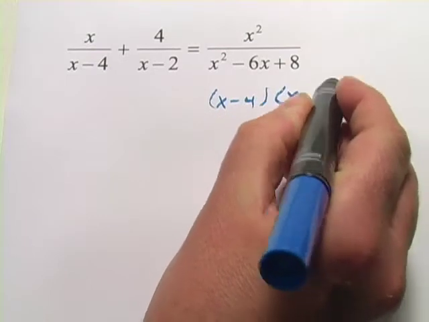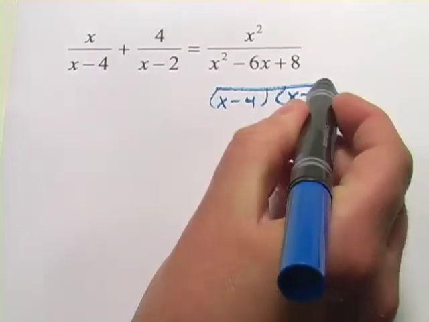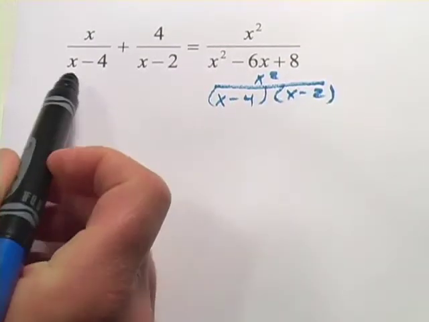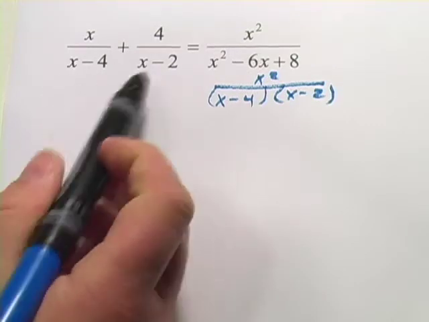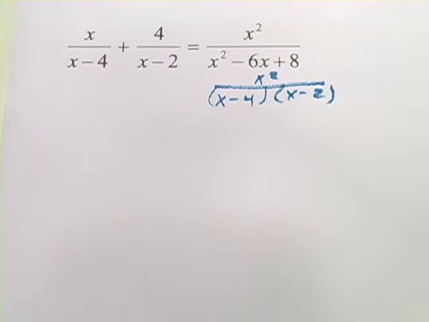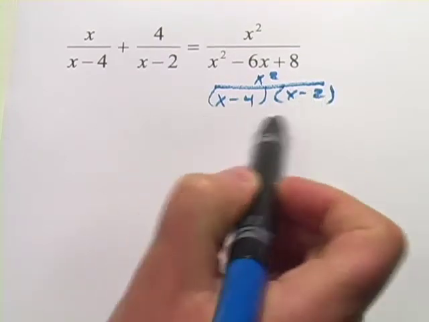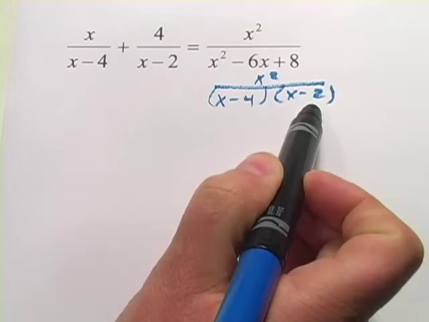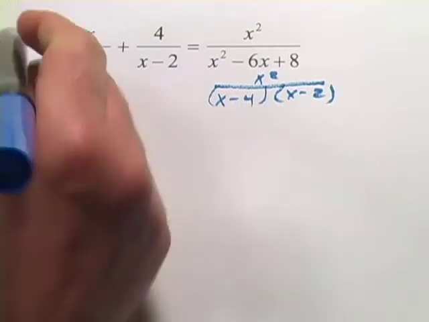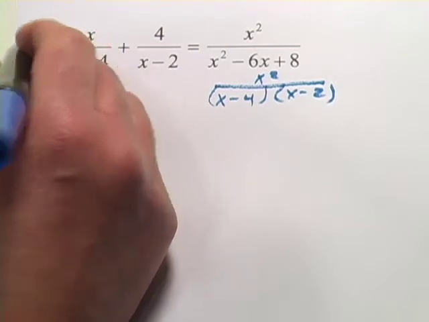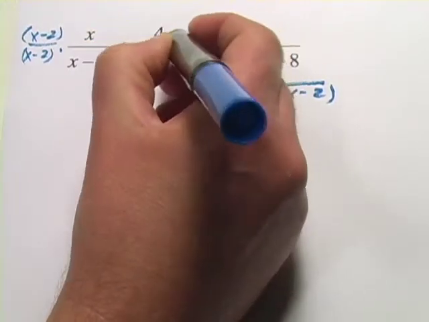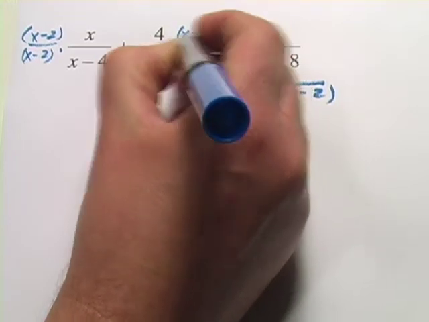x minus 2. And that should raise your radar, because look at what our denominators are over here for each of these terms, x minus 4 and x minus 2. So to be able to solve this problem most easily, what I think I would do is make all the denominators this one, x minus 4 times x minus 2. The way I would do that is multiply this one by x minus 2 over x minus 2. And I'd multiply this one by x minus 4 over x minus 4.